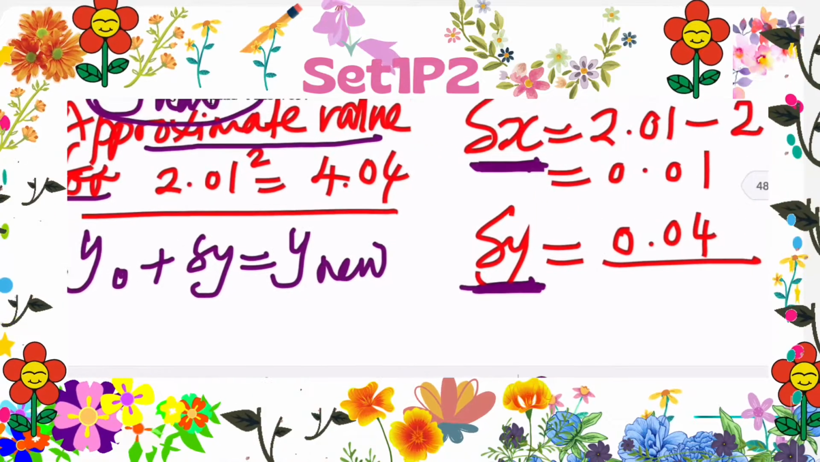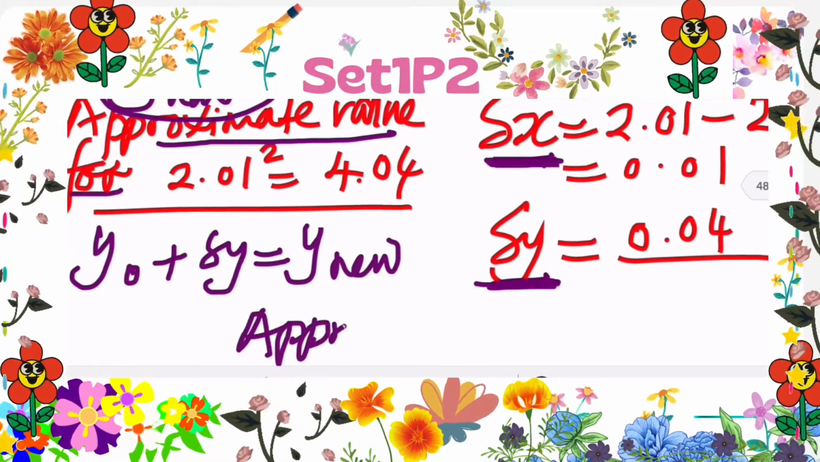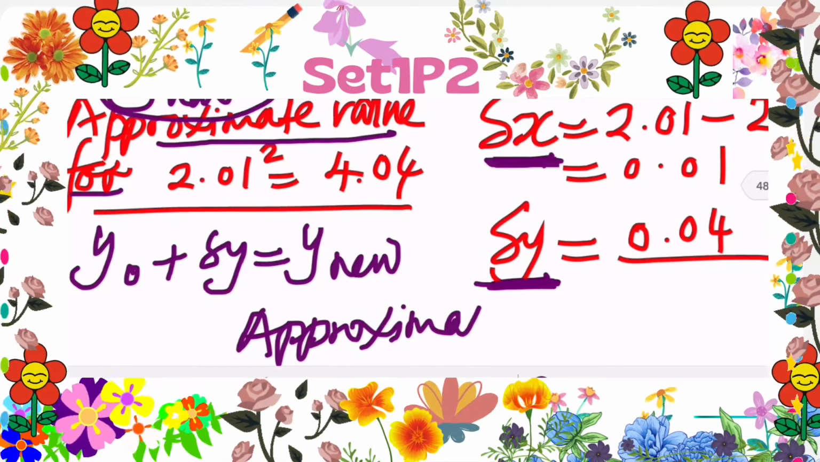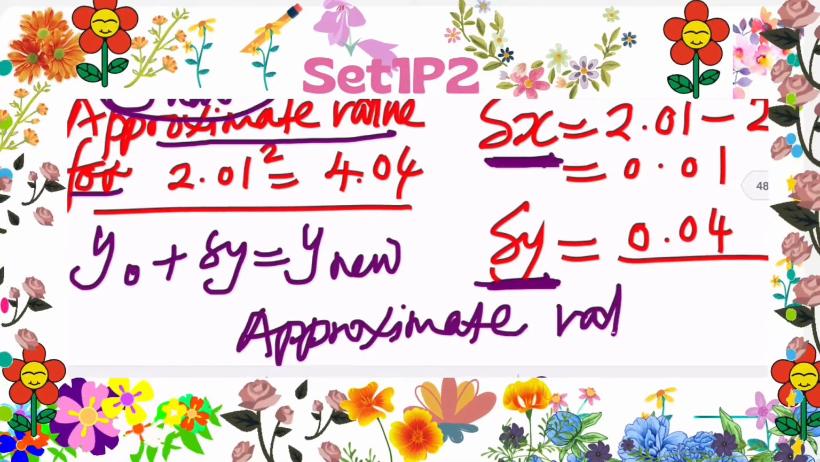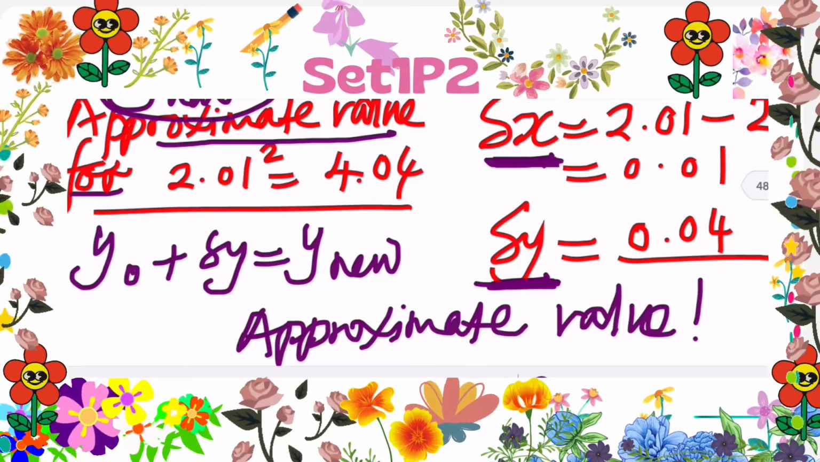Is that clear about my explanation on approximate value? Be careful, you must know how to differentiate between approximate change and approximate value.